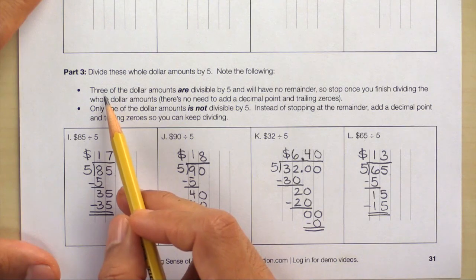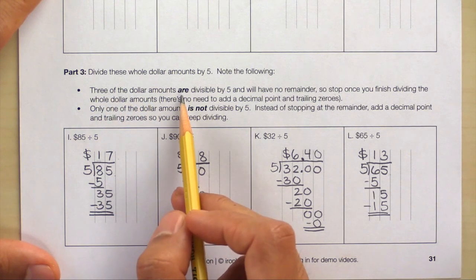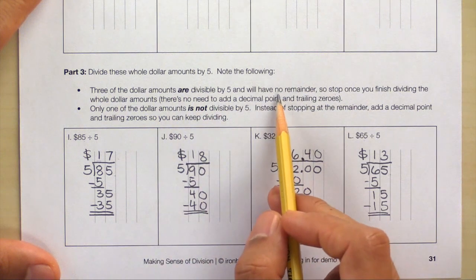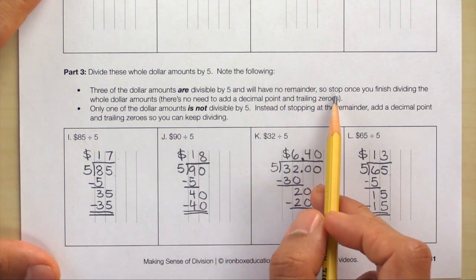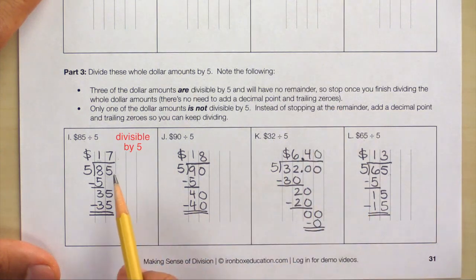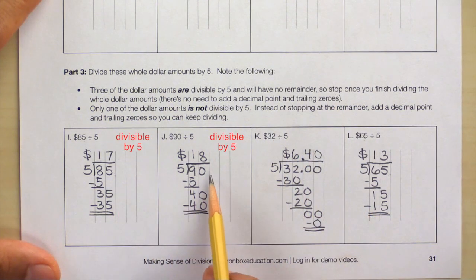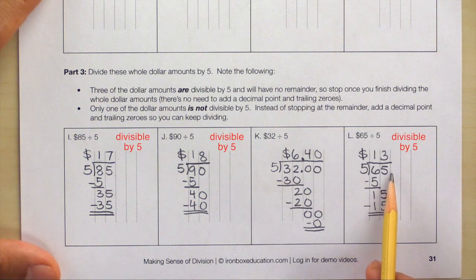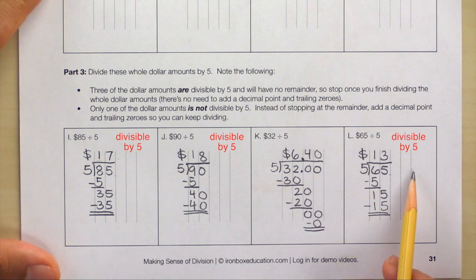Let's look at the special instructions in part 3. 3 of the dollar amounts are divisible by 5 and will have no remainder. So stop once you finish dividing the whole dollar amounts. So in box I, box J, and box L, notice that we didn't have to add decimals or trailing zeros.